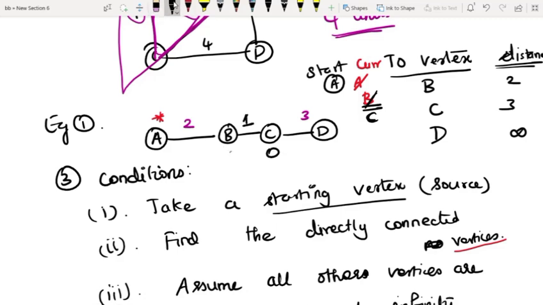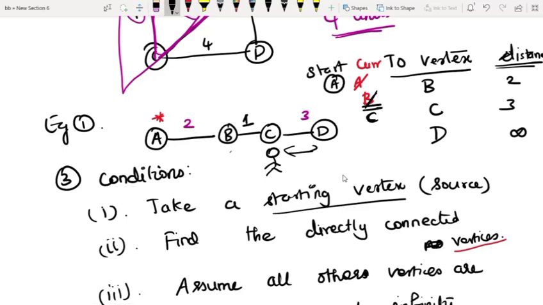So move to the current node, that is C. Only one node is connected, so move to that node, C. So now I am at C. From C, the node that is directly connected is D. Don't take B, because for B we have already written the shortest distance from A. You take D only. D is directly connected.